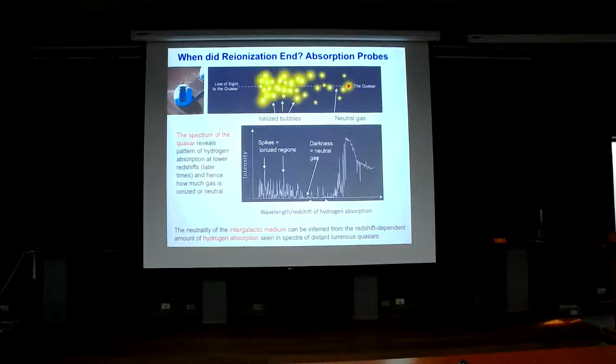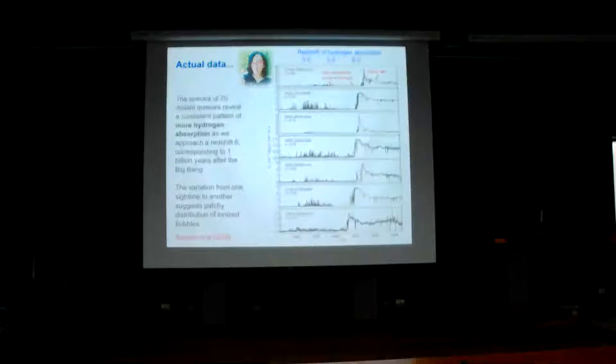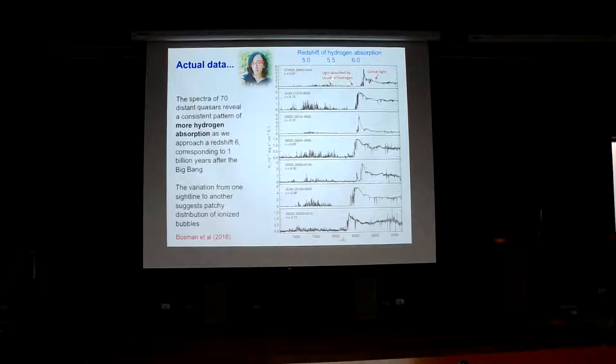This is real data from my postdoc, Sarah Bosman at UCL. These are real spectra of quasars. So this is wavelength, and these are all taken with large telescopes. So you see the light of the quasar, and then when hydrogen absorption is present, you see the light of the quasar is extinguished. But sometimes little peaks of light emerge, and that's due to these ionized bubbles. So it's possible that as we go to higher redshift, you can see that the signal gets more and more obscured.